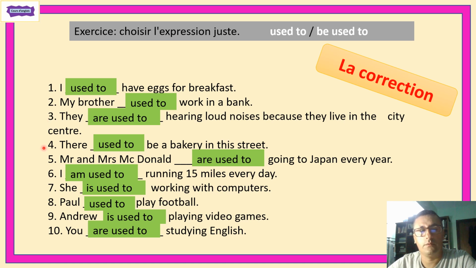4. There used to be a bakery in this street. 5. Mr. and Mrs. McDonald are used to going to Japan every year.